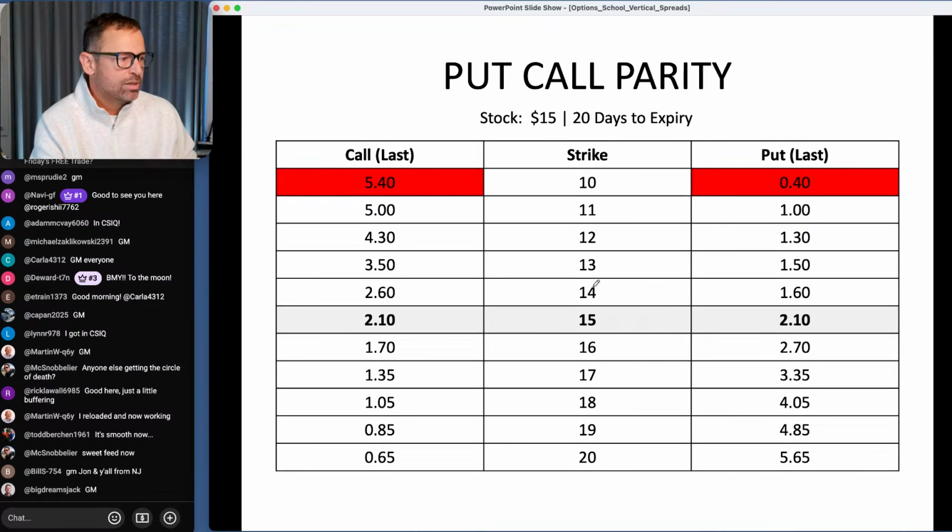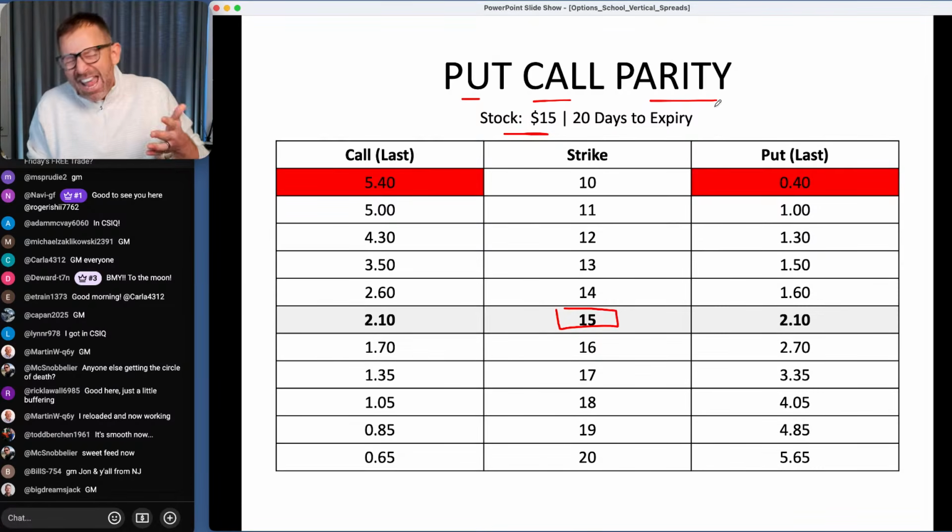Next one. Strikes at 15. Stock is at 15. This is called put call parity. I had a question in our Discord room yesterday where I had a quiz. We're going over this because the results of the quiz were just okay. But watch.